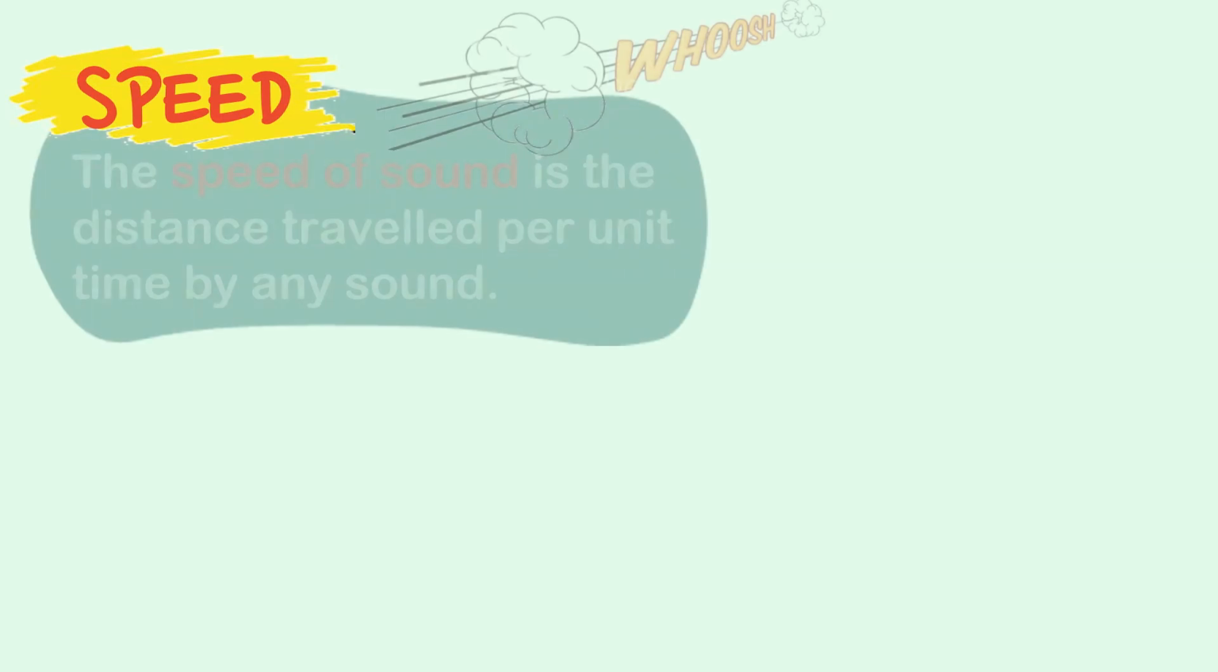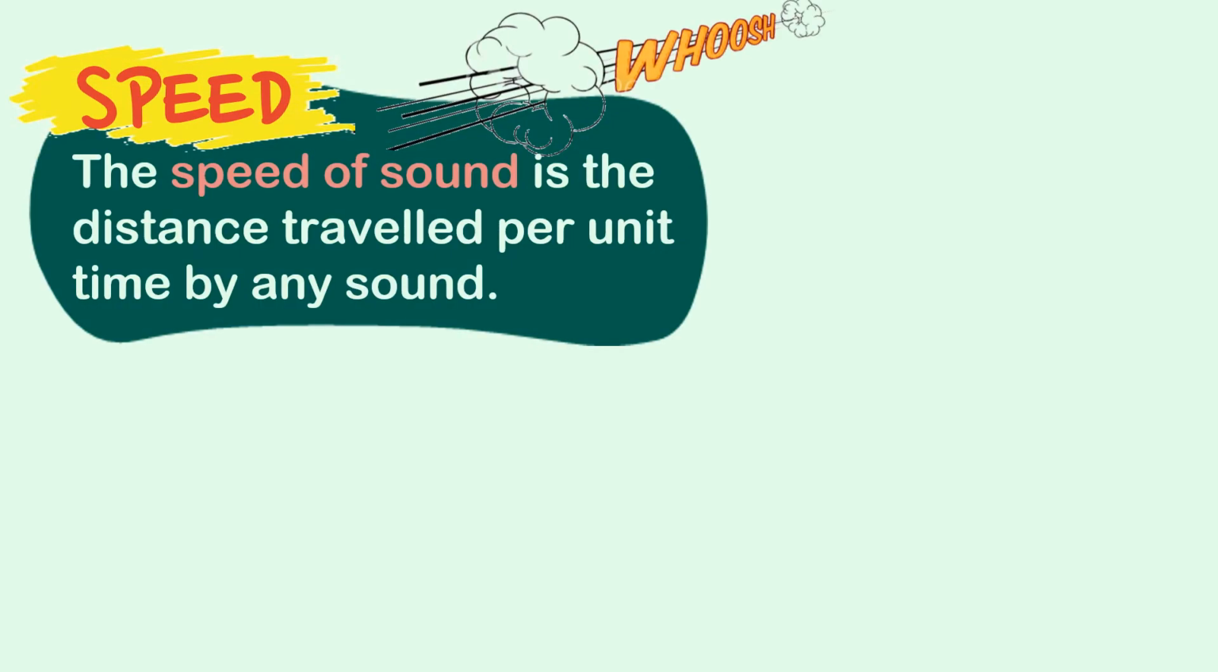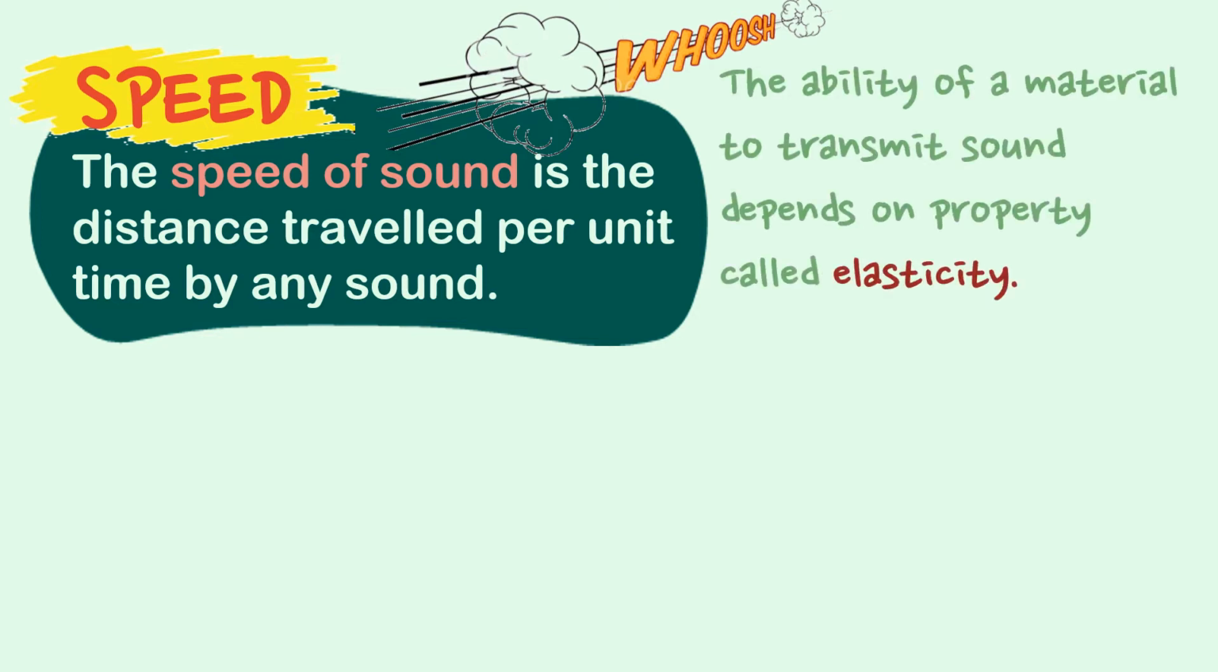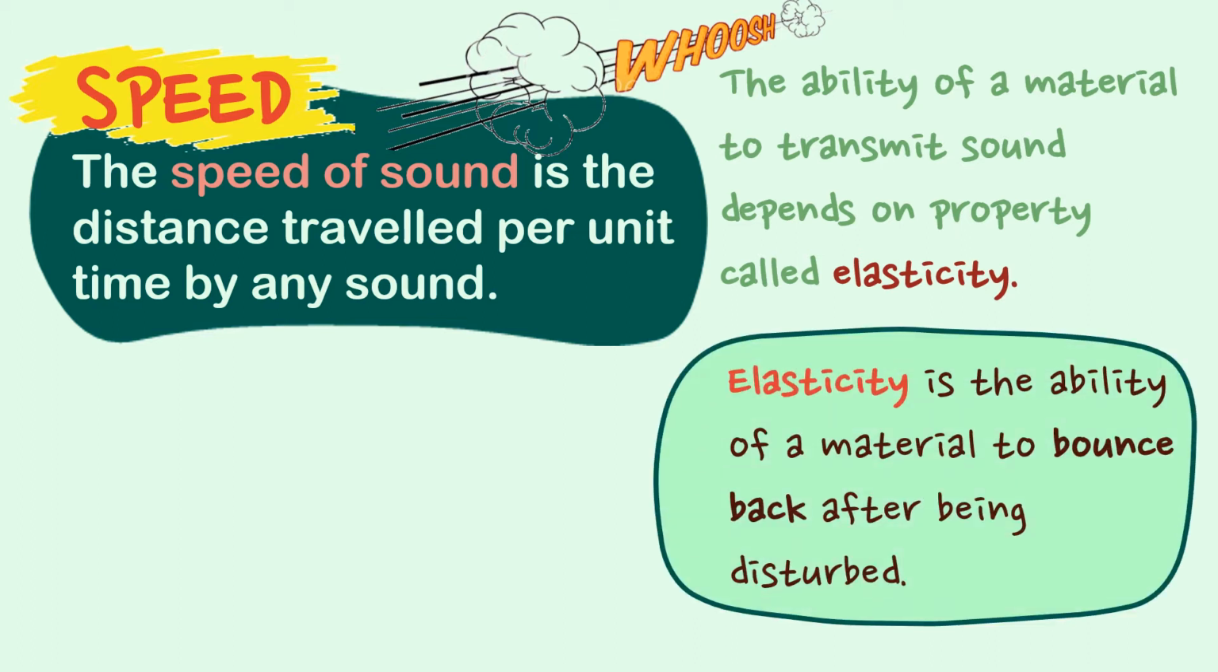The first property of sound is speed. The speed of sound is the distance traveled per unit time by any sound. The ability of a material to transmit sound depends on the property called elasticity. The more elastic the medium, the material, the faster the sound travels. So elasticity is the ability of a material to bounce back after being disturbed.